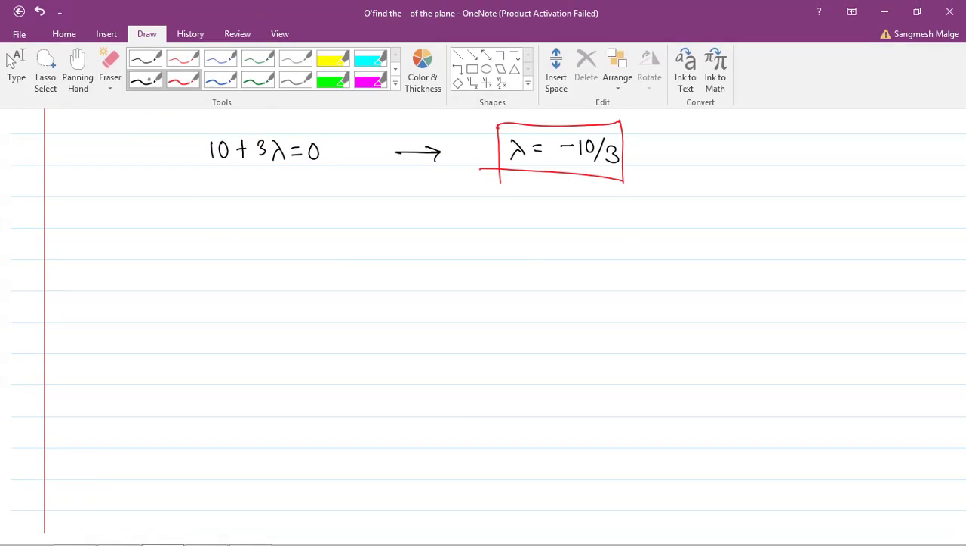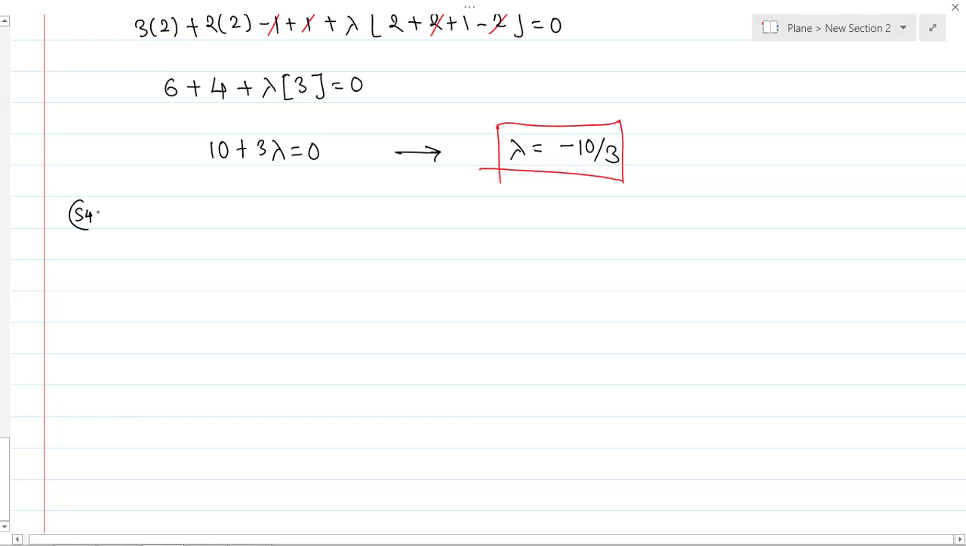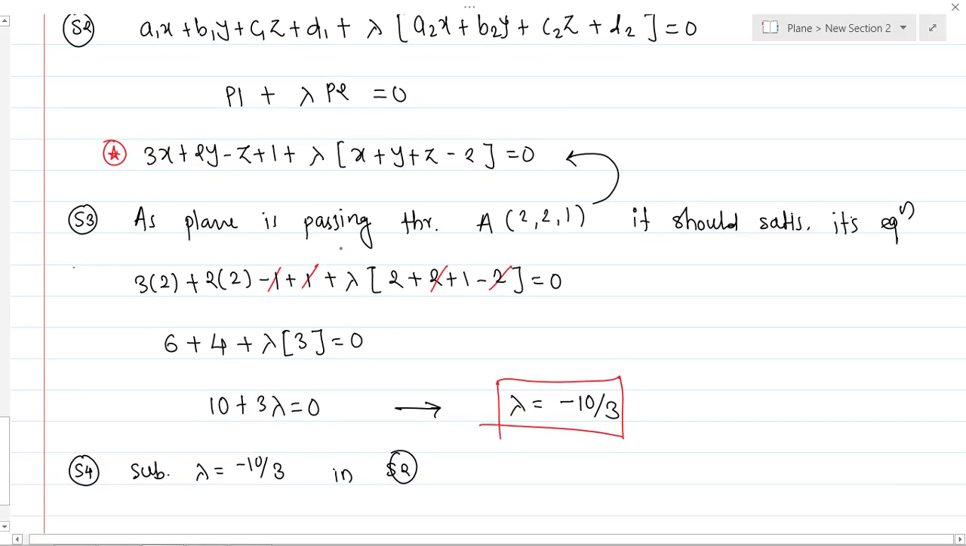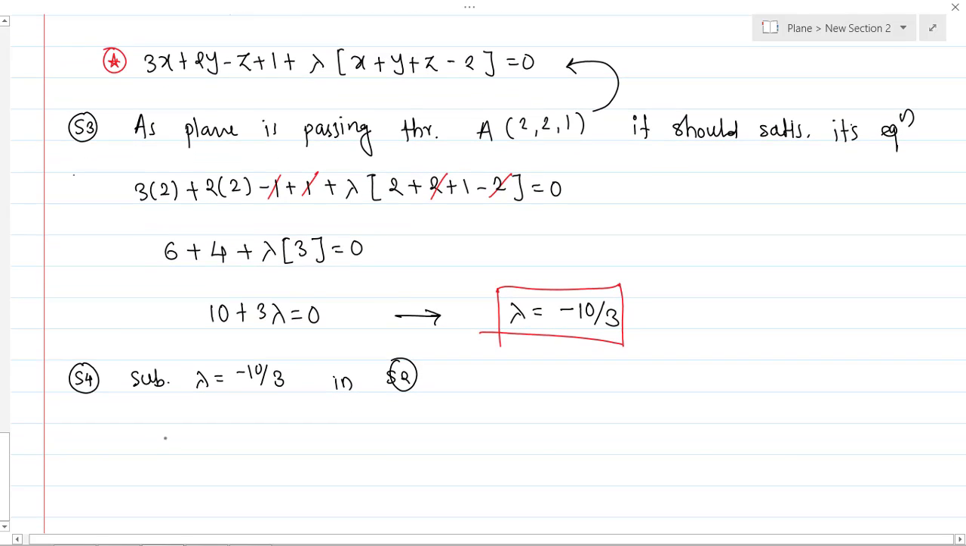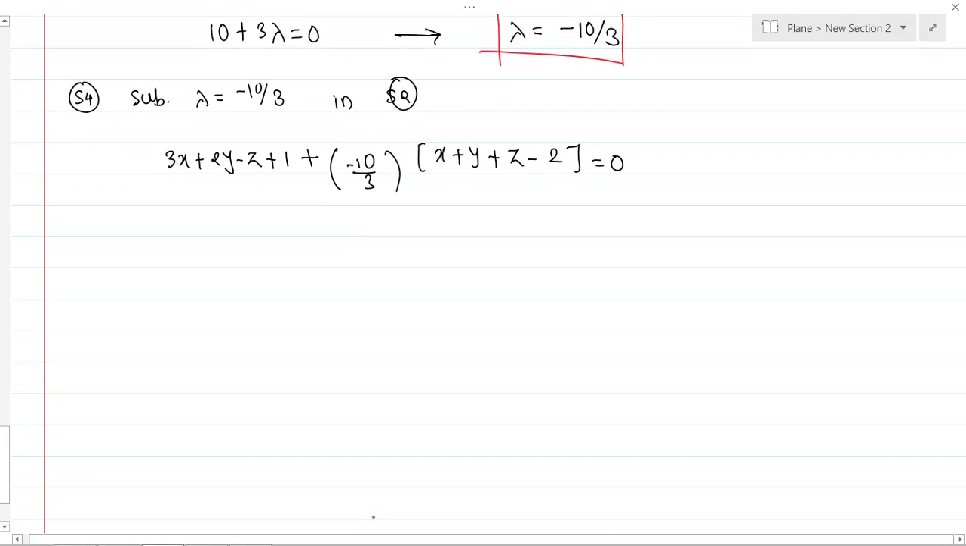Okay, so let me write that. Step number 4 is what? Substitute lambda equals minus 10 by 3 in step number 2. Okay, so what will you get? 3x plus 2y minus z plus 1, plus now we have the lambda, which is minus 10 by 3, bracket x plus y plus z minus 2, equals 0. That's great.